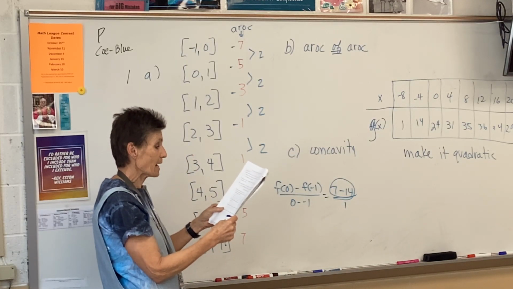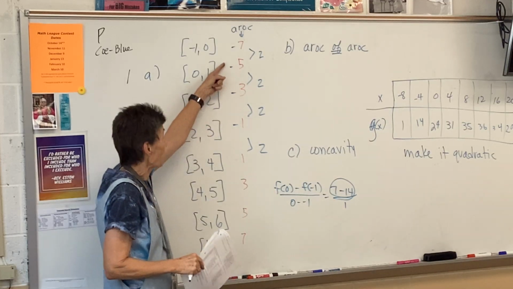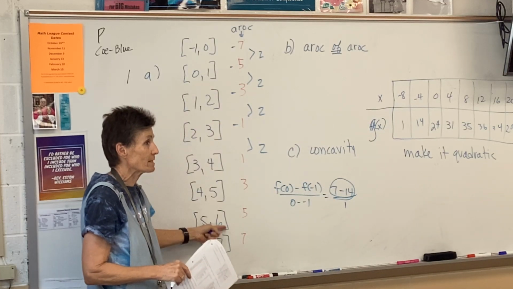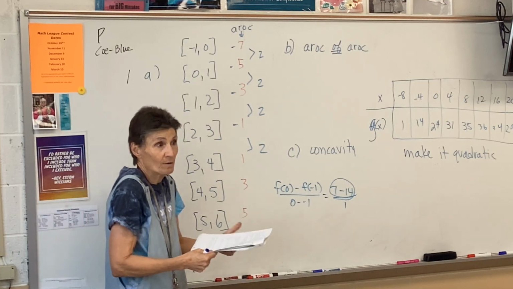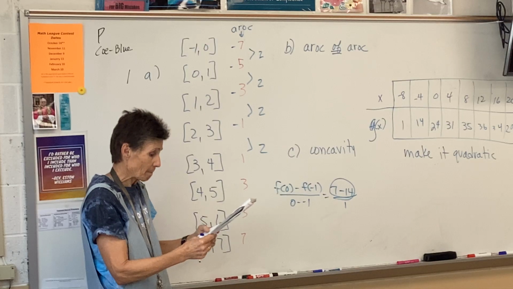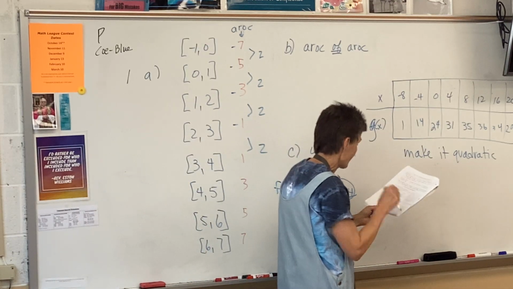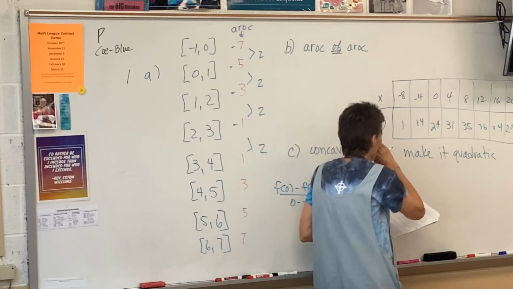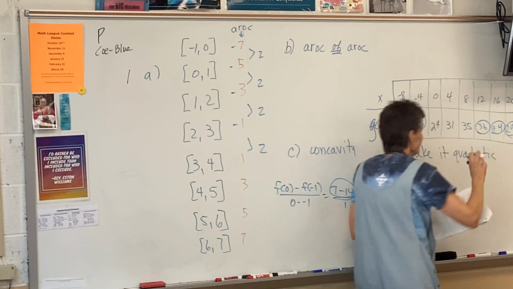Is it concave up or down? Obviously it's concave up, but how could you explain that? What's happening to the average rates of change? They are increasing, and increasing means concave up. And then what about Patrick's answers? I'll circle his. These are the ones he put in.